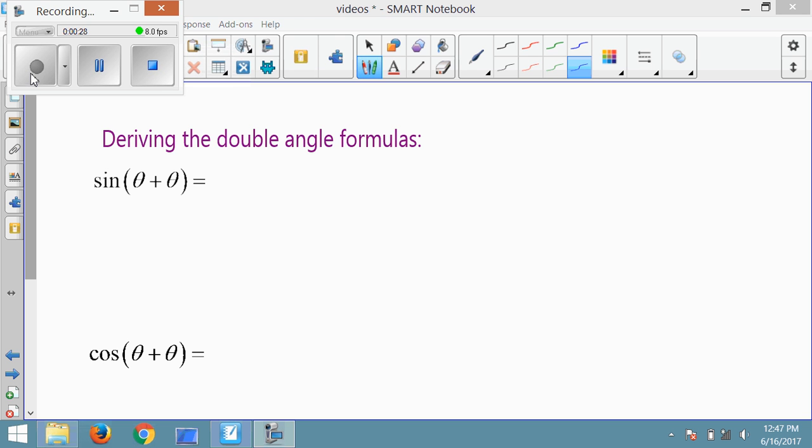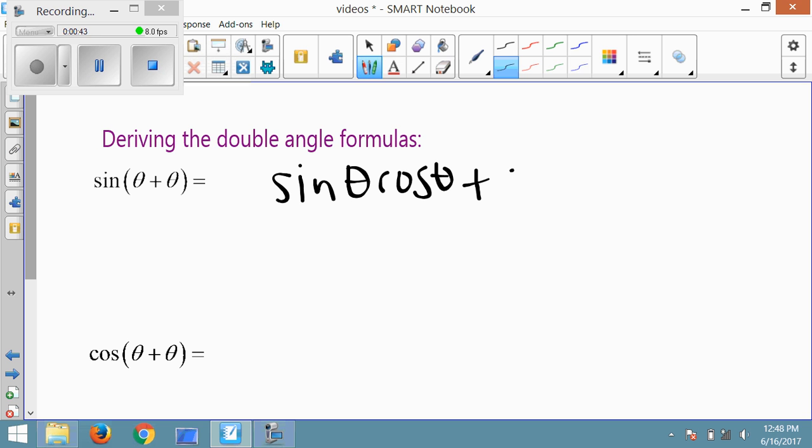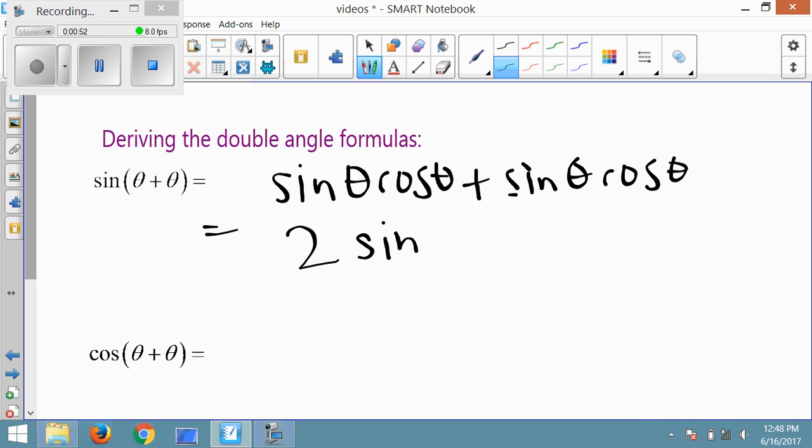So if I had the sine of theta plus theta and I were to use my sum identity, that means we would have the sine of theta cosine of theta plus the sine of theta cosine of theta. They're the same thing, so two of them. So the sine of 2 theta equals 2 times the sine of theta cosine of theta. So that's the double angle identity for sine.